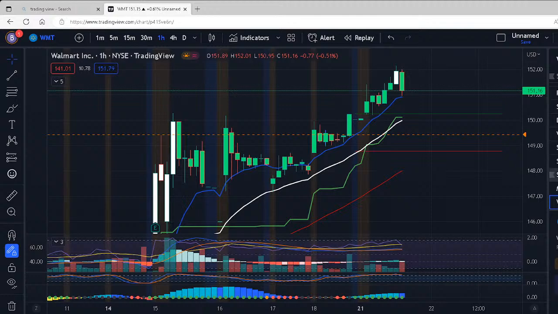So let's go to SPY. Let's do SPY real quick on the hourly chart.